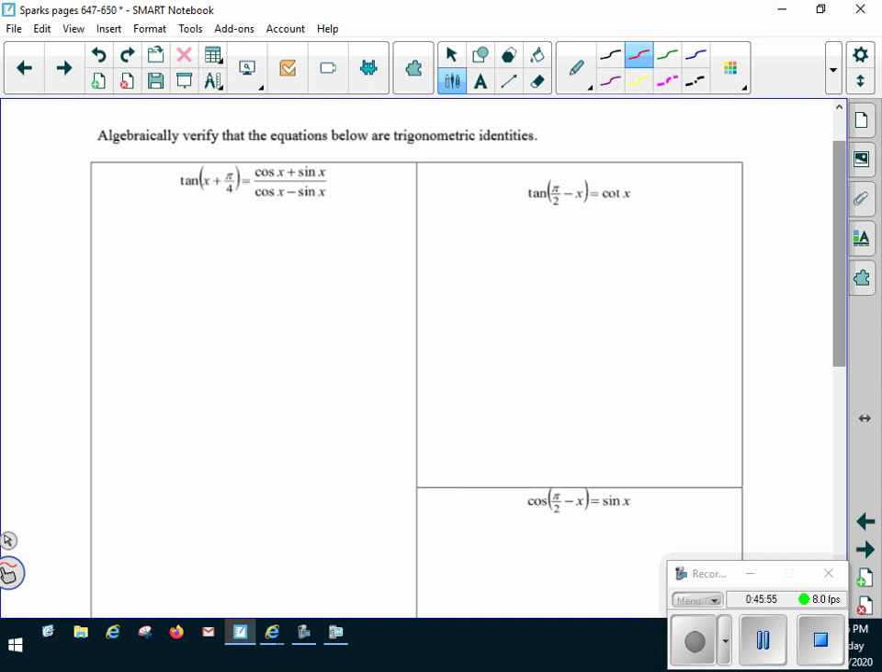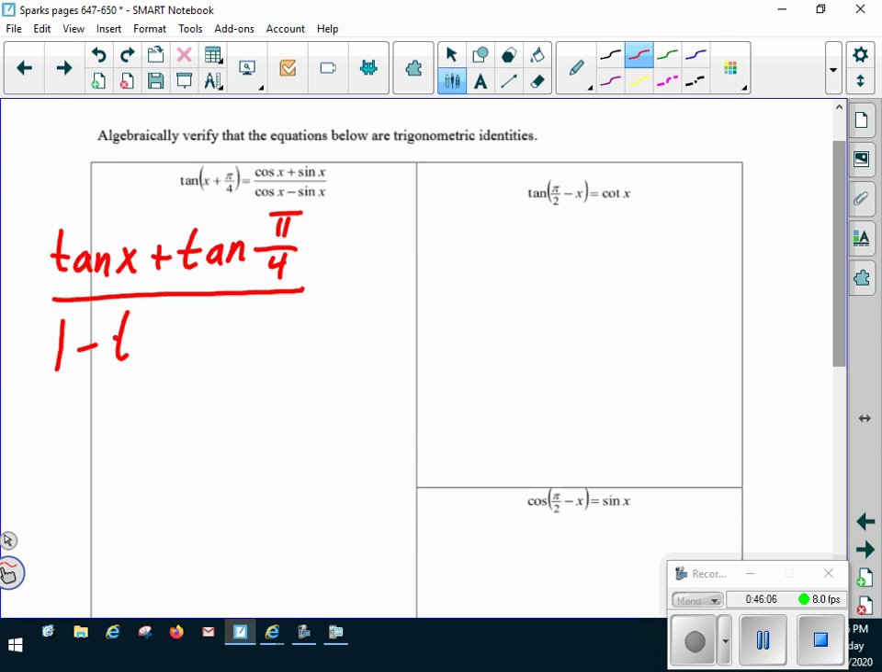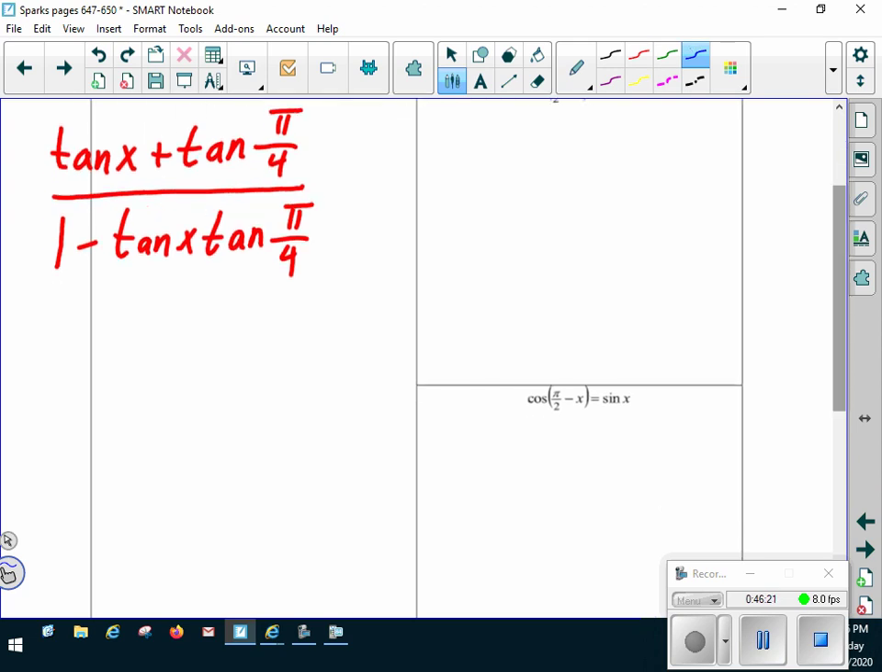All right, so we got a tangent with a plus. So it's tangent of x plus tangent of pi over 4 over 1 minus tangent x times tangent of pi over 4. Now we're going to go below. I don't know what the tangent of x is because I don't know x. So I just leave tangent of x as tangent of x for right now. What's the tangent of pi over 4? 1. Oh. So what I've got here is tangent of x plus 1 over 1 minus tangent of x.